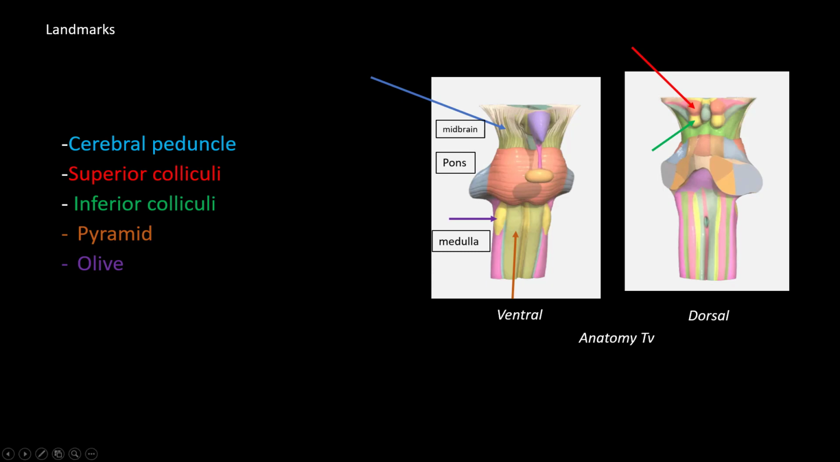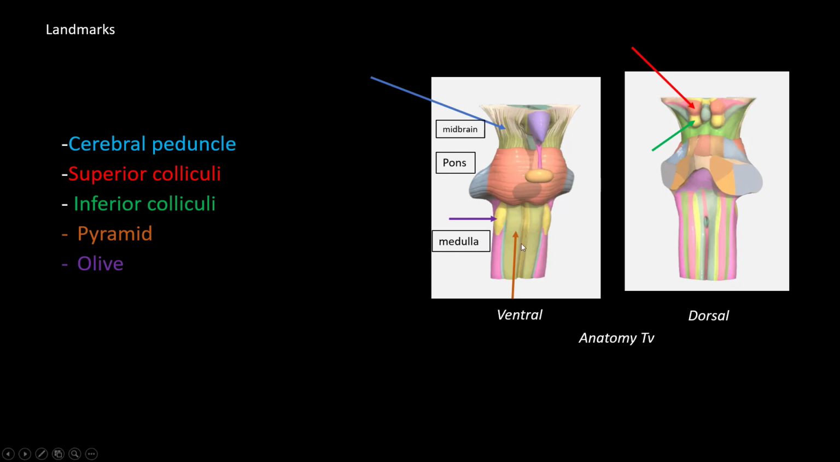Next, we have the superior and the inferior colliculus. This is located on the dorsal aspect of the midbrain. Here we have a pair of superior colliculi, which is associated with receiving visual related signals. And the inferior colliculus is associated with receiving auditory signals.